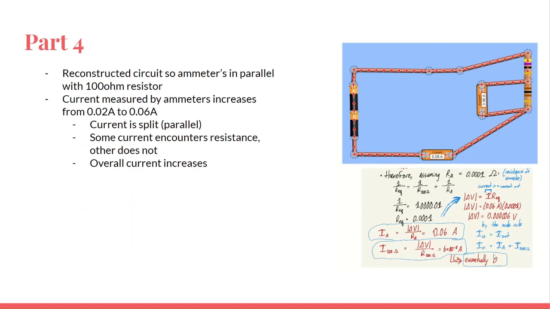Now, part four, we basically reconstruct the circuit so that the ammeters are in parallel with the 100 ohm resistor. And the current measured by the ammeter increases from 0.02 to 0.06 amps. This is because the current splits, and some of the current encounters resistance, some of it doesn't, and overall the current increases once it regroups. You can see some math down there in the bottom right, basically proving this, corroborating my claims.